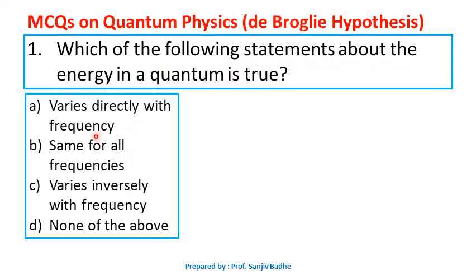4 options are given. Option A, varies directly with frequency. Option B, same for all frequencies. Option C, varies inversely with the frequency, and option D, none of the above.